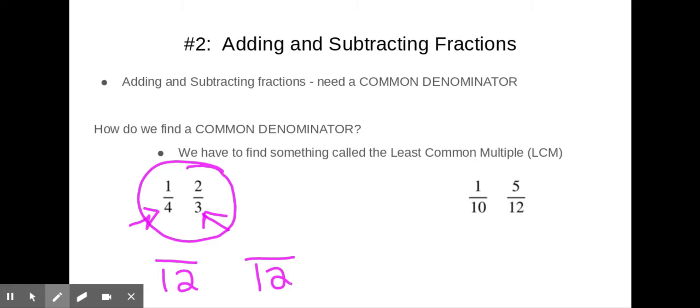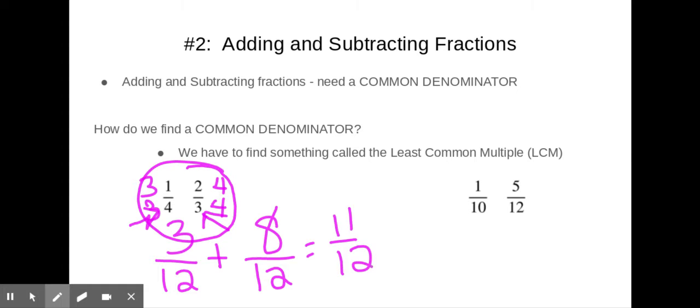So to make the 4 a 12, I multiplied by 3. So I'd have to multiply the top and the bottom of that by 3. So this would become 3/12. To make the 3 a 12, I multiply by 4. So I have to multiply the top and the bottom by 4, 8/12. And now I would be able to add those together, and I would get 11/12. Let's look at the other one.